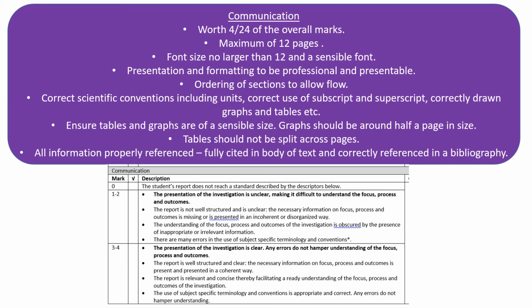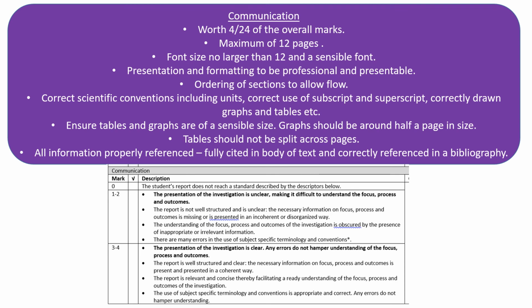The order of the sections should allow flow. So I've pretty much told you the order that the sections should be in, so there's no excuses there. You need to use the correct scientific conventions, including units, so correctly using subscript and superscript for things like if you write CO2 and O2, H2O, things like that. Don't just put a big 2. Make sure that it's a correct small one at the top or bottom, as in subscript or superscript.